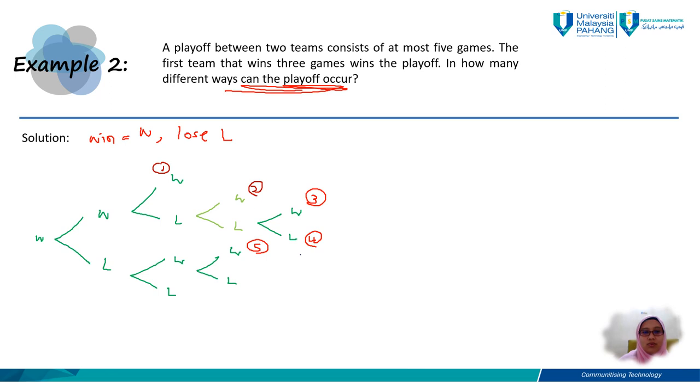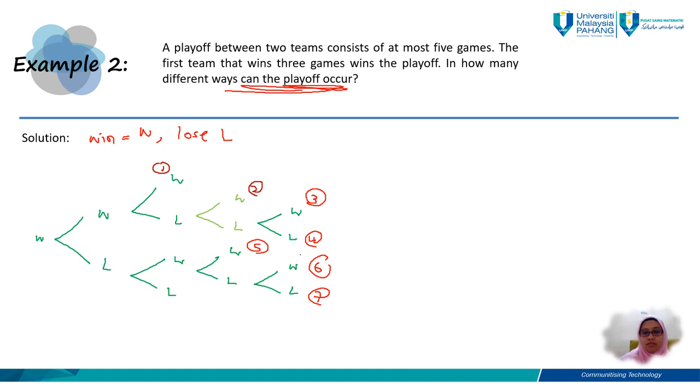It's win, lose, win, lose. Okay, so we can continue with a win, lose. So and then check again. Win, lose, win, lose, win. So win three times. So this is for number six. Okay, and then win, lose, win, lose, lose. That means the other team wins three times. So this is for number seven.